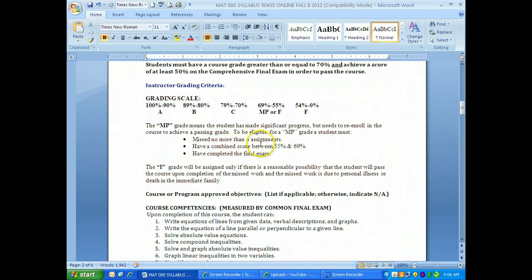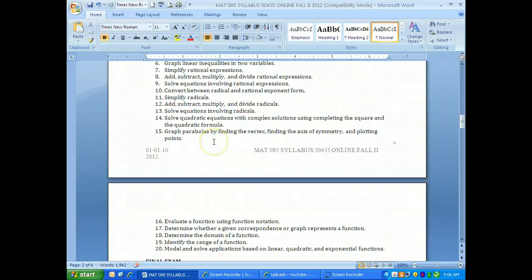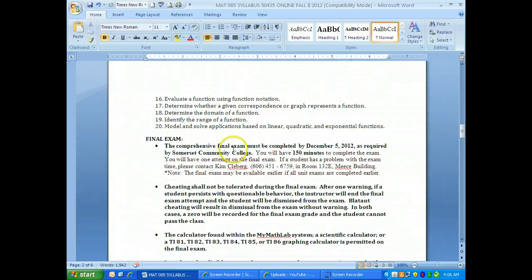MP grade is not a passing grade, but it looks better on a transcript. This is the requirements for you to achieve an MP grade, but you don't want an MP grade, you want to pass the course. This is what we'll cover. These are the topics. You can read those for yourself.